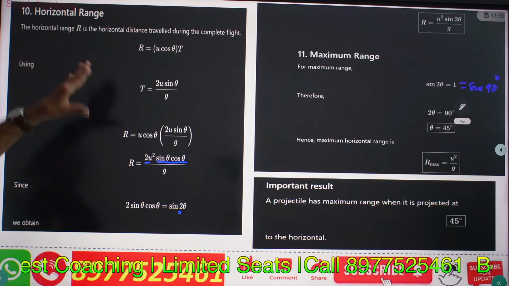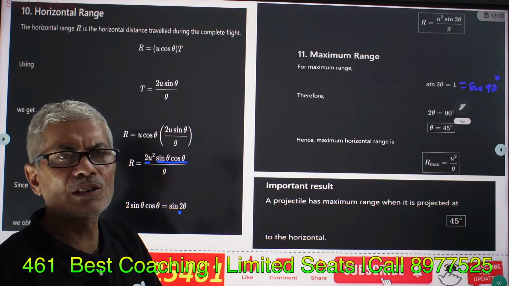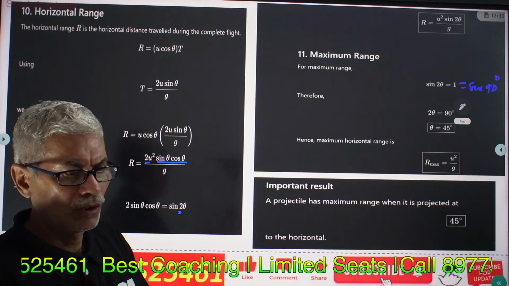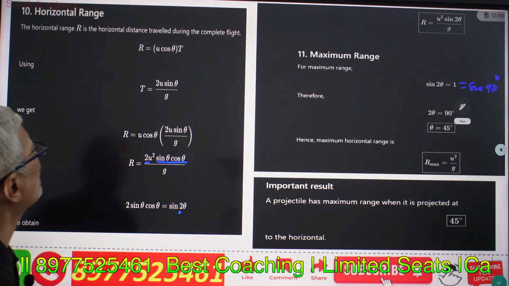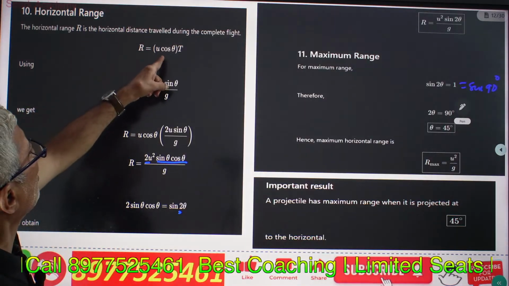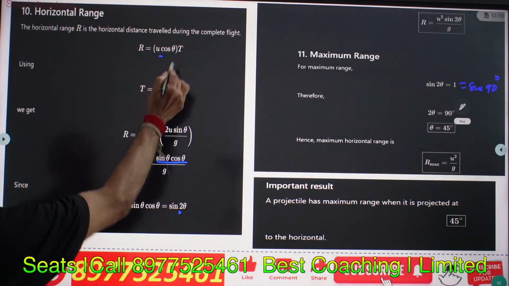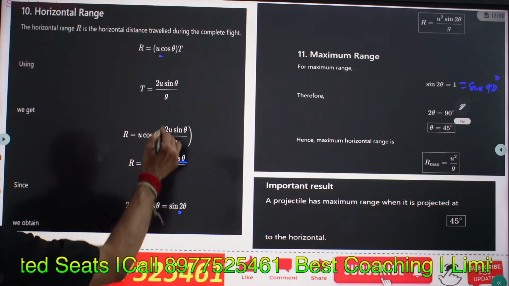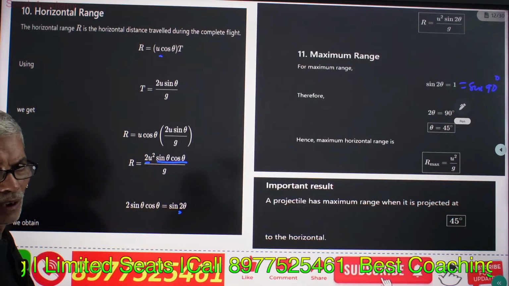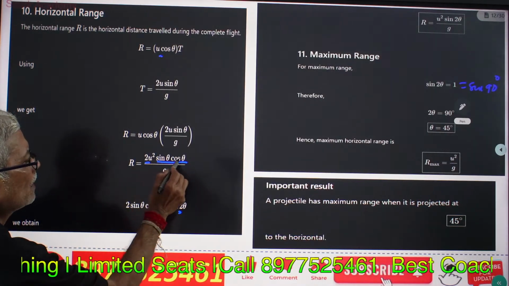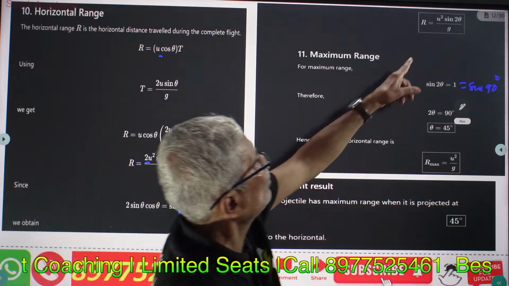Now, what is horizontal range? Horizontal range is nothing but horizontal velocity into total time of flight. The horizontal velocity is u cos theta, and t is the total time of flight. The formula for t, you know, is 2u sin theta by g. If you substitute, you will get 2u square sin theta cos theta by g. Alternate formula, you know 2 sin theta cos theta is sin 2 theta, so it will be u square sin 2 theta by g.